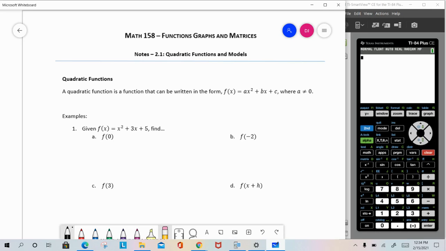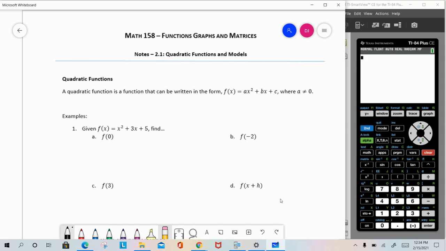Okay, so welcome to Math 158. This is section 2.1, quadratic functions and models. We're going to review quadratic functions and do some work with those. In the previous section, we talked about how to do a linear regression on the graphing calculator, and we're probably going to do some quadratic regression on the graphing calculator. So I hope you'll remember how to do those.